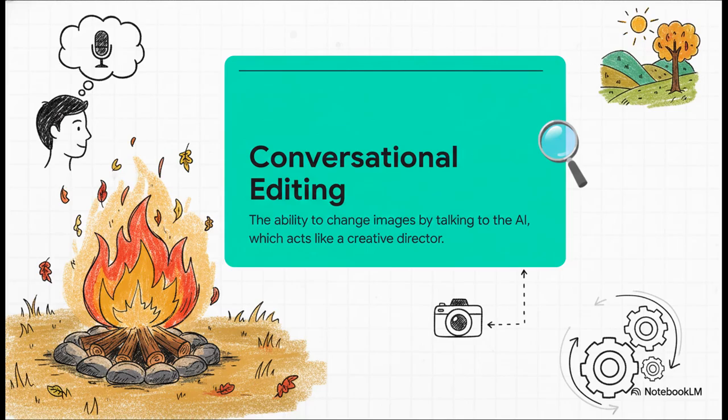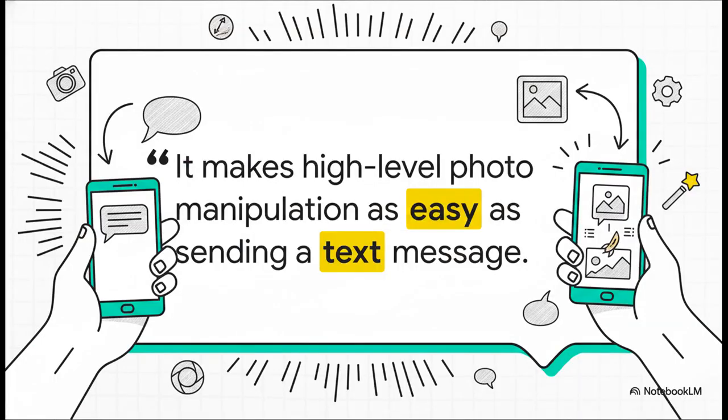Nano Banana's fix for this is called Conversational Editing, and it's amazing. Instead of being a tech operator, you get to be the creative director. You can literally just talk to it. You can say something like, add a fire pit in my backyard, but make it feel like autumn. And the AI doesn't just do it, it understands. It knows a fire should cast a warm glow, and that autumn means the grass should be golden. It gets the vibe. And this quote just hits the nail on the head. All of a sudden, incredibly complex photo editing becomes as easy as describing what you want. It's an absolute game changer.